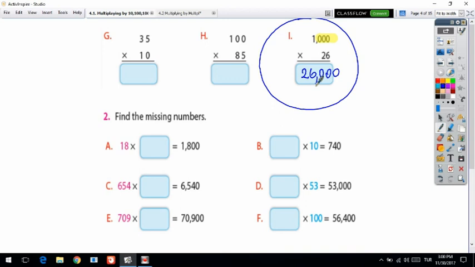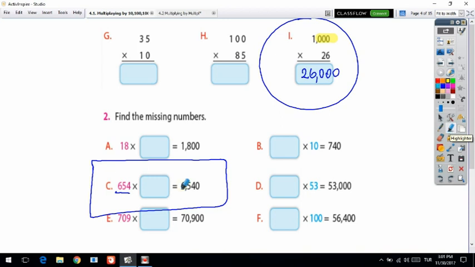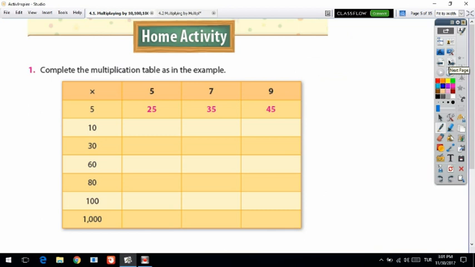Okay, now let's look at find the missing number. I want to solve one of them. First I want to solve C. One of the factors is 654. Can you find 654 in the results? Yeah, 654. So just one number is left. What number is that? 0. So the other factor must be just 0 with 1. That's it, guys.